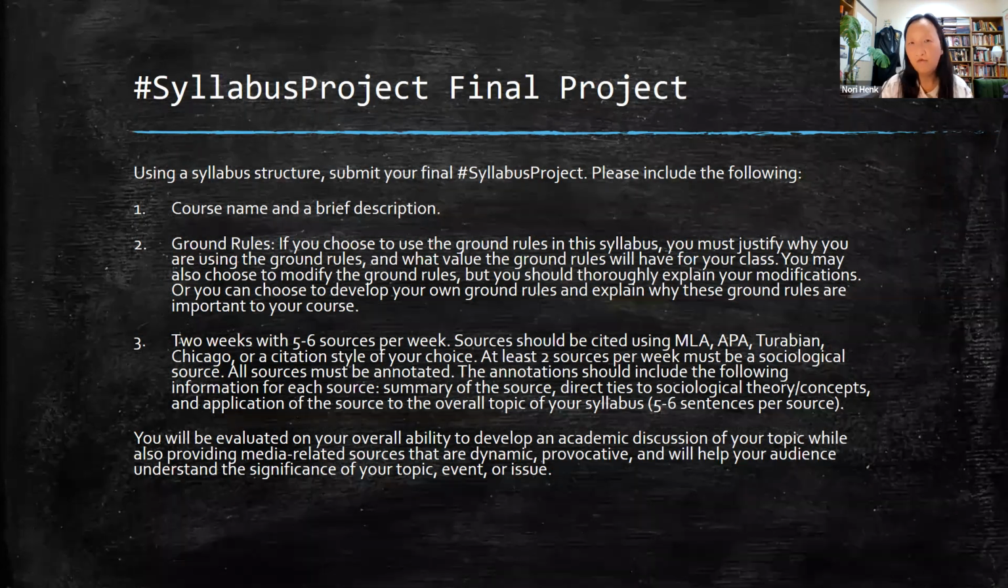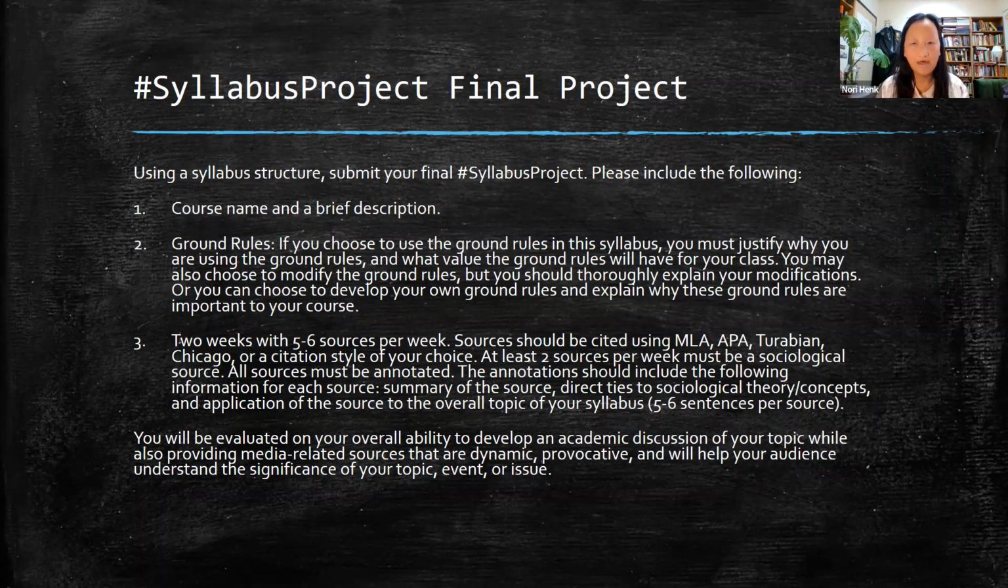And then you'll have your 2-week course with 5 to 6 sources per week. And the sources should be cited properly and then annotated. So annotation should include the following information for each source: a summary of the source, direct ties to sociological theories or concepts, and application of the source to that particular week of your syllabus. And annotations are usually about 5 to 6 sentences. You don't need to go above and beyond. It doesn't have to be like a page long. 5, 6 sentences should be more than enough.